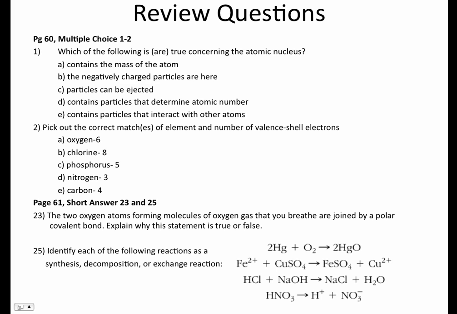Okay, number 23, the 2 oxygen atoms forming molecules of oxygen gas that you breathe are joined by a polar covalent bond. What do we know so far about polar covalent bonds? This means unequal sharing of electrons. And explain why this statement is true or false.